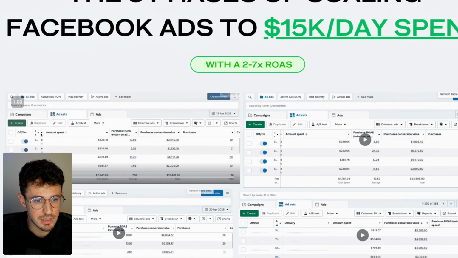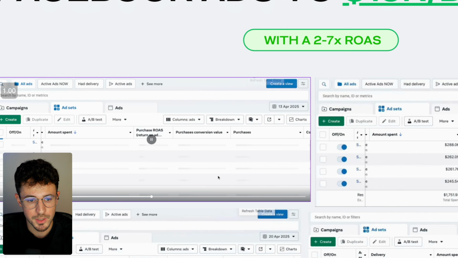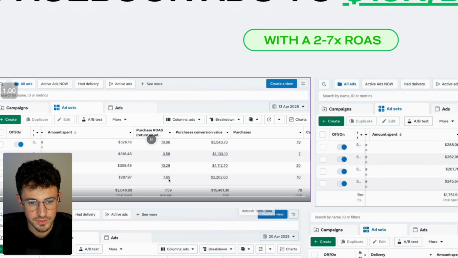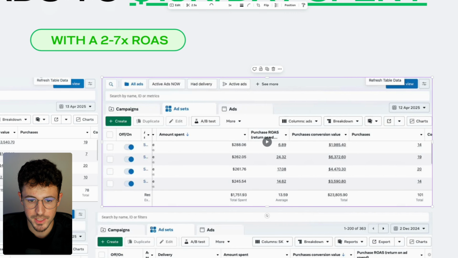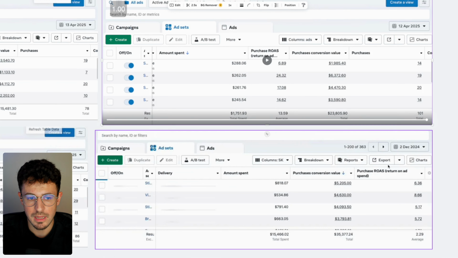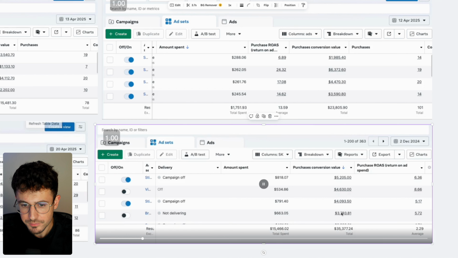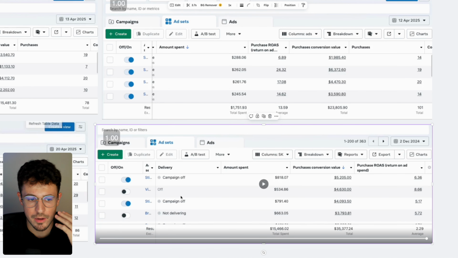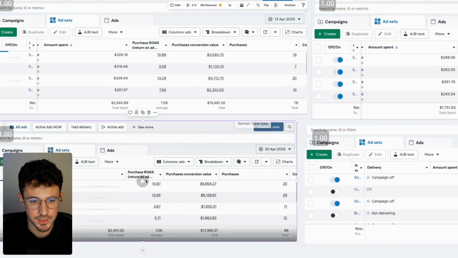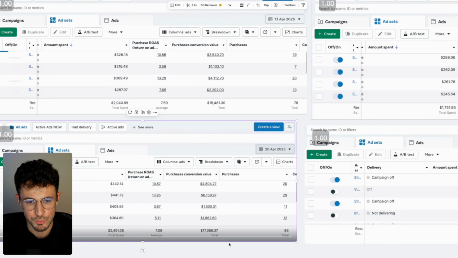As you can see here, we have some results. This is 13th of April. We have spent 2K and generated 15K for a 7.59 return on the ad spend. Here we have spent 1.7K. We have generated 23,000 in one day, 12th of April. Here we have spent 15K in one day and generated 35,000 for a 2.29 return on the ad spend. And here we have spent 2.5K and generated $17,000 in revenue in one day with a 7.09 return on the ad spend.